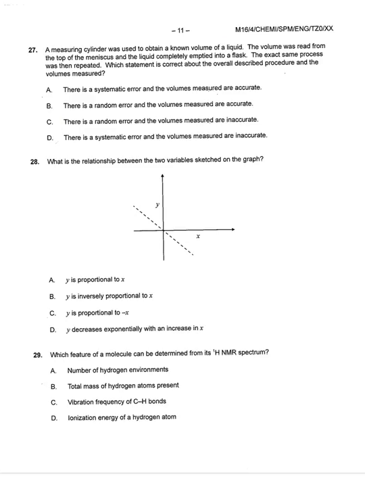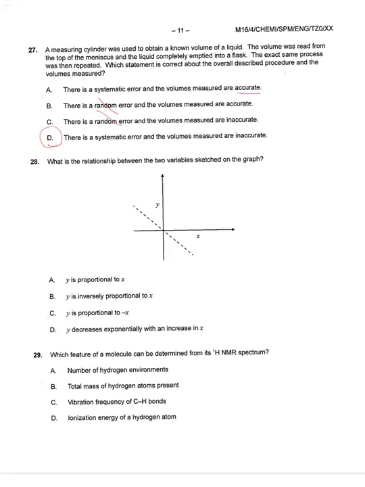27, a measuring cylinder was used to obtain a known volume of liquid. The volume was read from the top, and the liquid completely emptied into a flask. The exact same process was repeated. What statement could be made about it? Well, this is systematic error, when you're misreading your equipment, and the results aren't going to be accurate. They're going to be precise, but systematic error always brings in some inaccuracy.